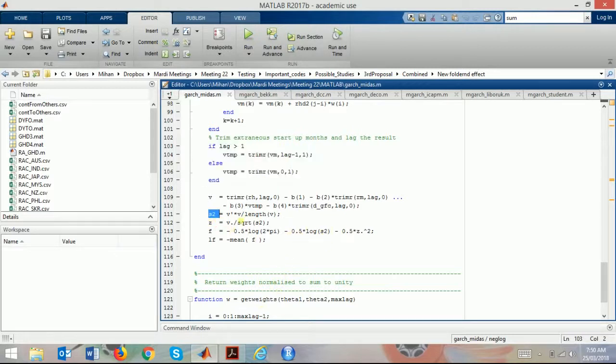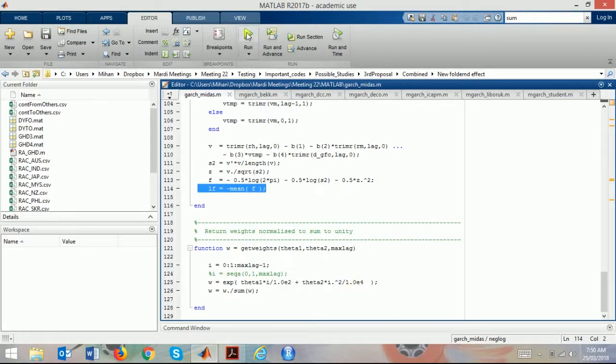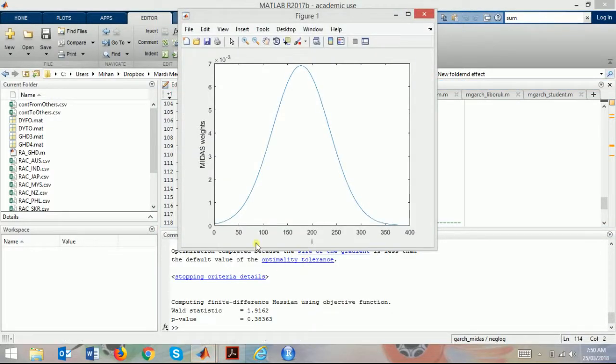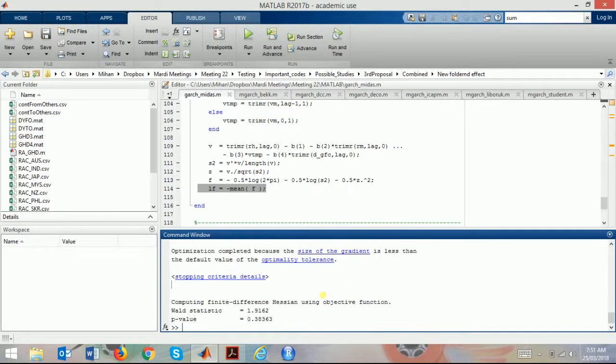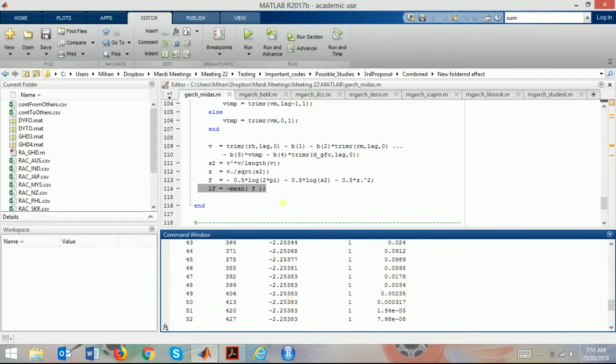Then the financial crisis, and then sigma square variance, Z, the log likelihood function. Beautiful. It's a beautiful problem. So that was Midas, and this is how Midas weights are distributed. It says they are distributed normally, which is real good information. World statistics, optimization, finite difference.